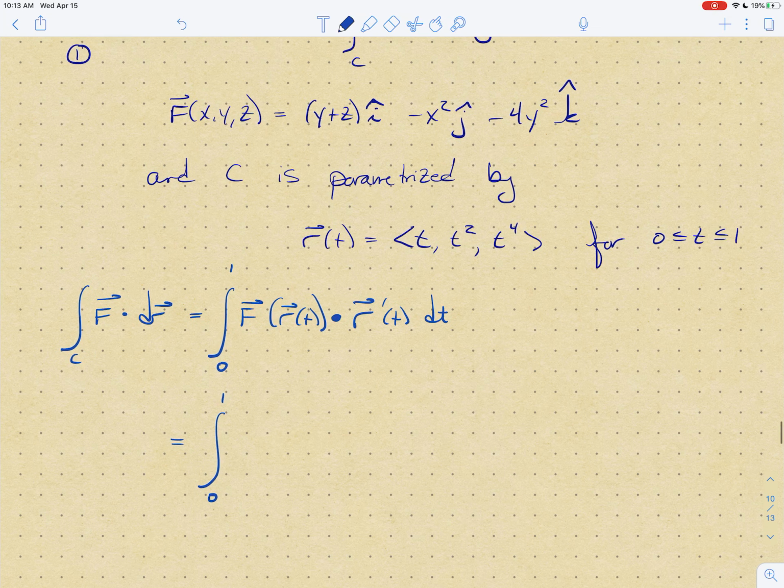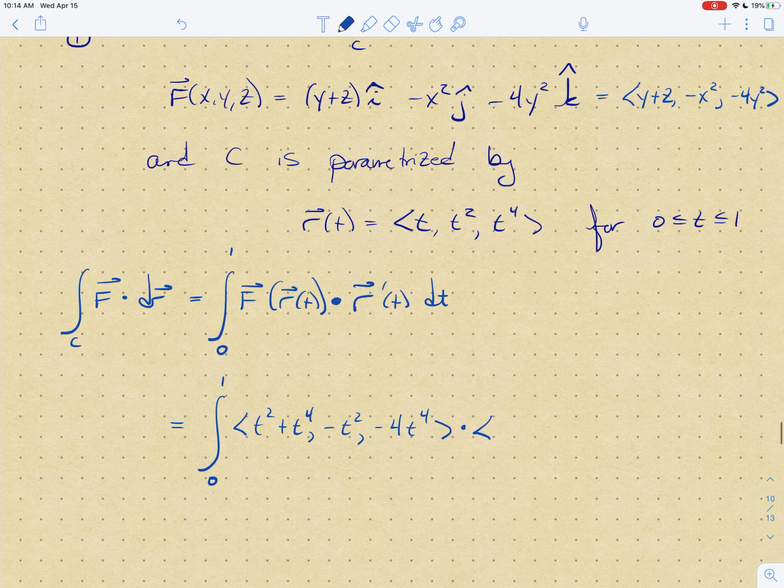Okay, so I'm going to think about my f. Maybe we'll write f more in standard form. So this would be y plus z, comma, minus x squared, comma, minus 4y squared. So now I'm going to plug x is t, y is t squared, and z is t to the fourth into f. And so I get a t squared plus t to the fourth. I get a minus t squared, that's a minus x squared, and then a minus 4 y squared, t squared squared is t to the fourth.